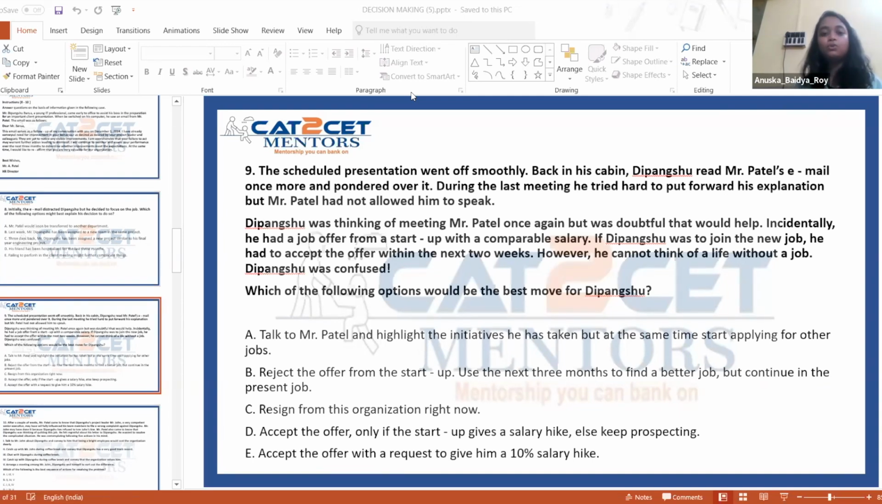Okay, so first, what did we do? Isn't D somewhat similar to B? B says, reject the offer from the startup, use the next 3 months to find a better job, continue in the present job. And D says that accept the offer only if the startup gives a salary hike, else keep prospecting. Yeah, kind of similar. But then B says outright reject the offer. D says accept the offer. So if I'm comparing between B and D and I do not have E, I will select D. But if I have D and E, then I will select E.